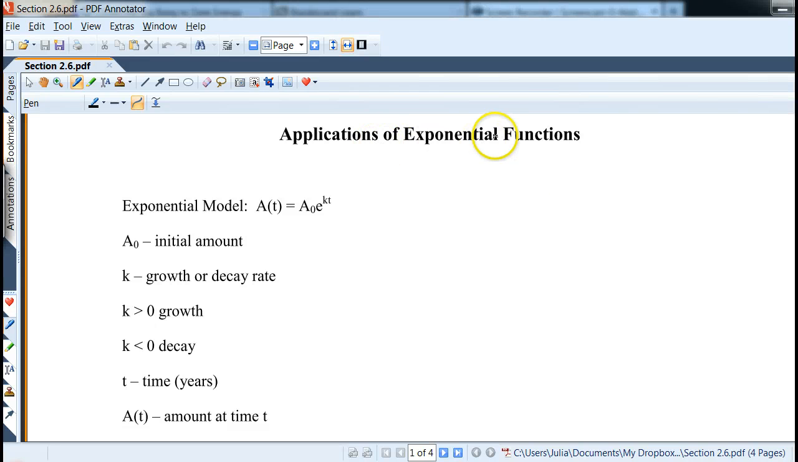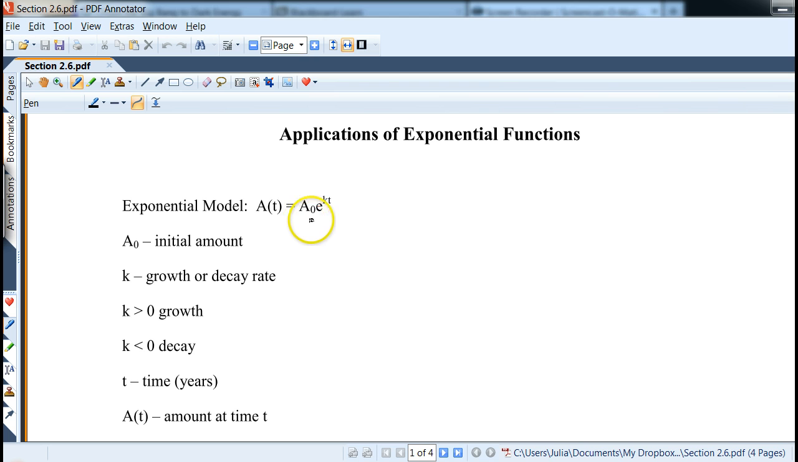Applications of exponential functions are some of the most interesting and diverse applications that we'll see. They can span from population growth or decay, for example, or business applications with interest, or carbon dating, or radioactive decay, and so on and so forth. And today we will study one of the more basic exponential models.